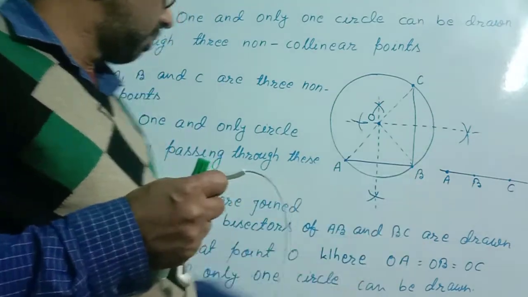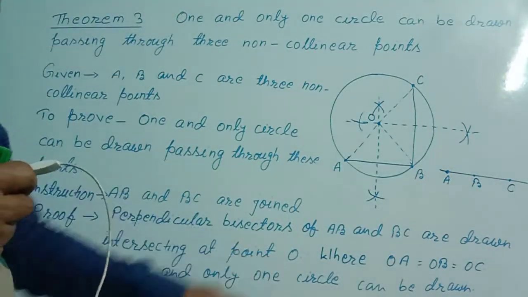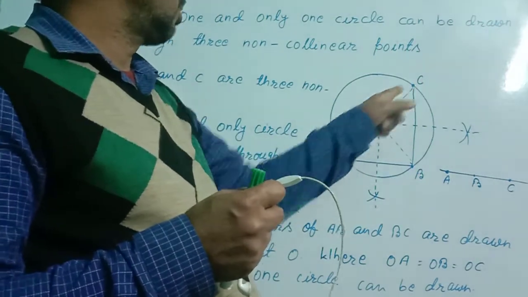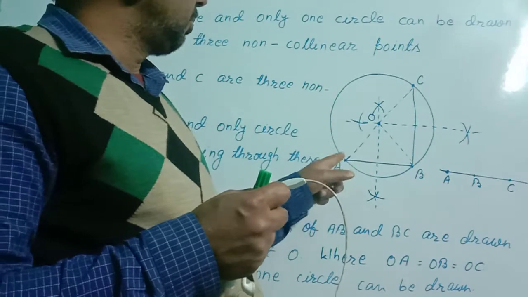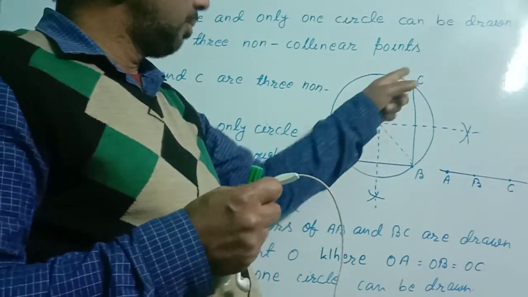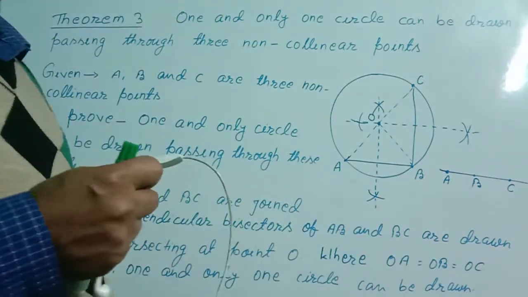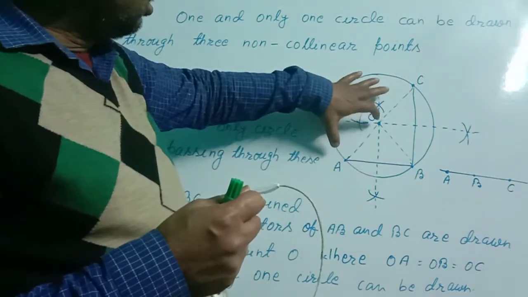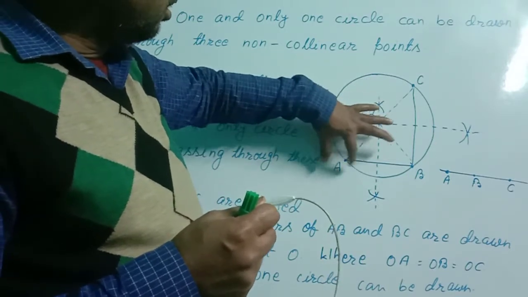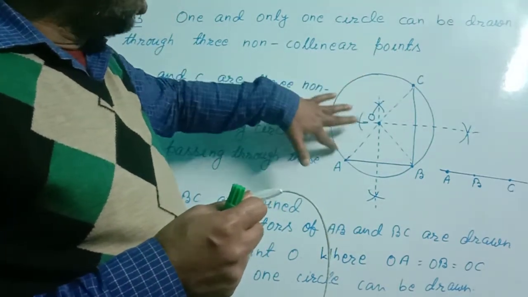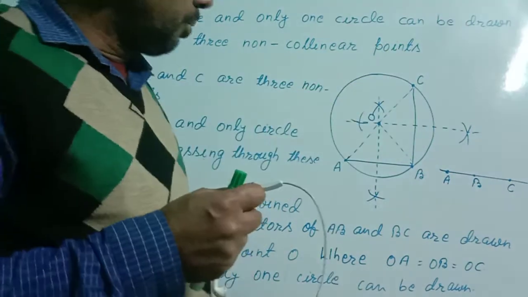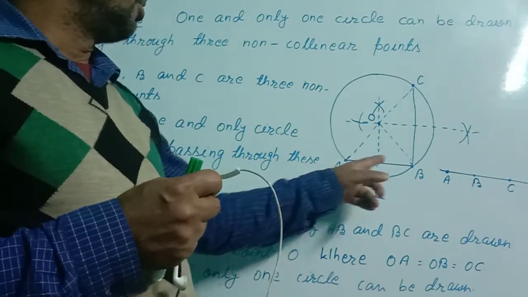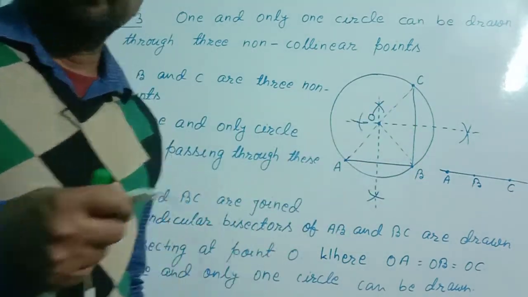They intersect at point O, where if we join AC and OB, then we get OA equal to OB equal to OC, that I have written. Now consider O the center of the circle, take the radius as OA and draw the circle. That circle will pass through B and C. So we can say one and only one circle can be drawn through these 3 non-collinear points.